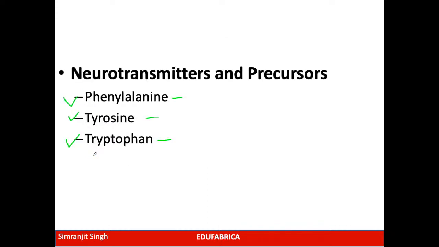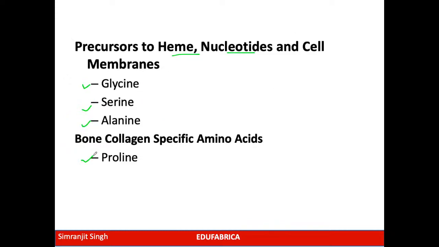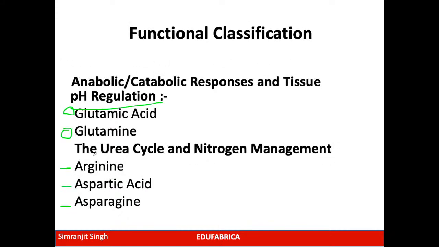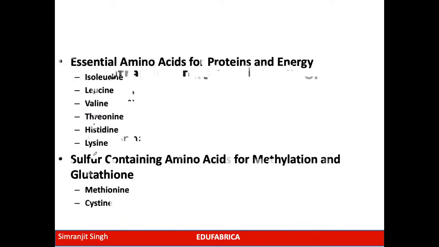So neurotransmitters: phenylalanine, tyrosine, tryptophan. For heme: glycine, serine, and alanine. For bone collagen: proline. For protein and energy: isoleucine, leucine, valine, threonine, histidine, lysine. For methylation and glutathione: methionine and cysteine. For urea nitrogen management: arginine, aspartic acid, and asparagine. And for tissue pH regulation and anabolic catabolic responses: glutamic acid and glutamine.